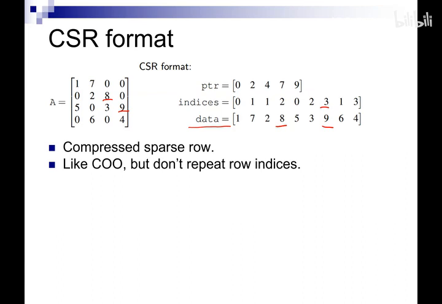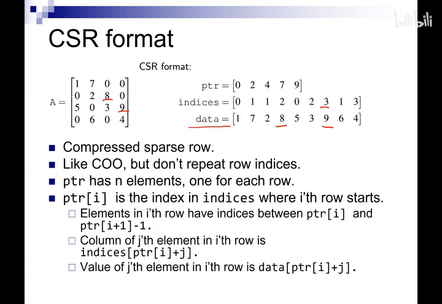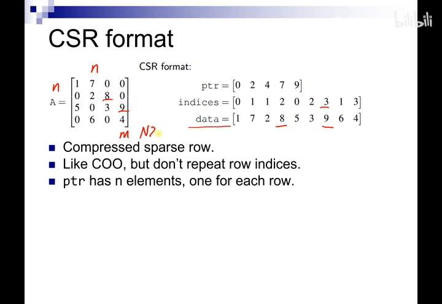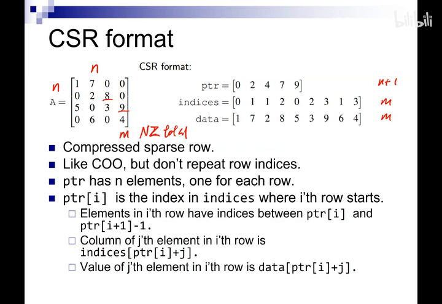So in general, let me show all this stuff over here. If you have an n by n matrix, and let's say that in total you're going to have m non-zeros, then the indices and the data array are both going to have size m. But the pointer array is going to have size n plus 1. So you're going to have an index in the pointer array for each row of A, and the values in the pointer array indicate where the different rows start in data and indices.